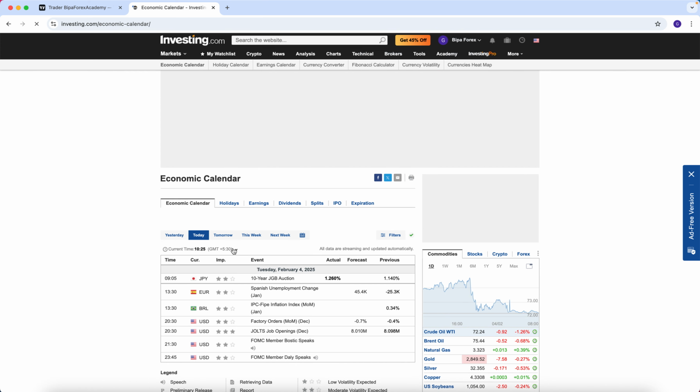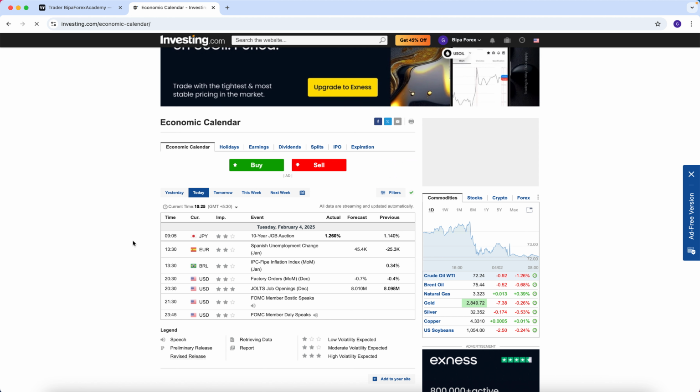Today we see that there are two 2-star news items and one 3-star news item for USD. One 2-star news is factory orders month on month, and the other is JOLTS job openings. And the most important one, FOMC member Bostic is speaking today, so it may have some impact. If you see some fluctuation in USD pairs, it may be because of this news.